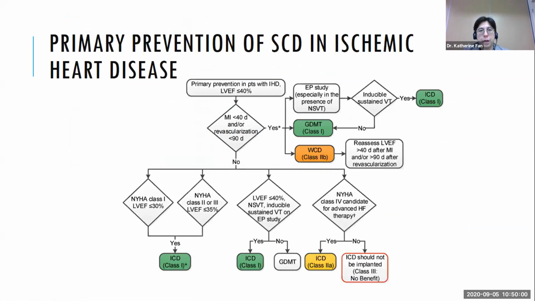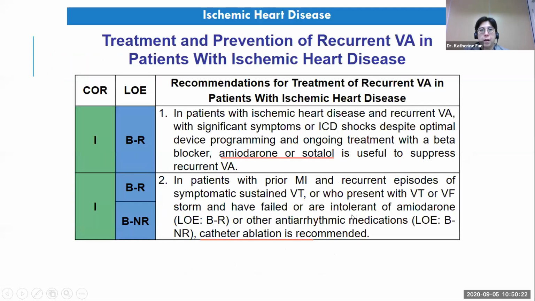So this is the primary prevention of sudden cardiac death in ischemic heart disease in flow diagram form. I went through the fundamental class 1 and 2: non-sustained VT with ejection fraction 40% and inducible VT, and those with functional class 4 but eligible for advanced heart failure therapy. On top of that, if those patients have recurrent VA, there are also criteria under indication 1 of using medical therapy or catheter ablation.